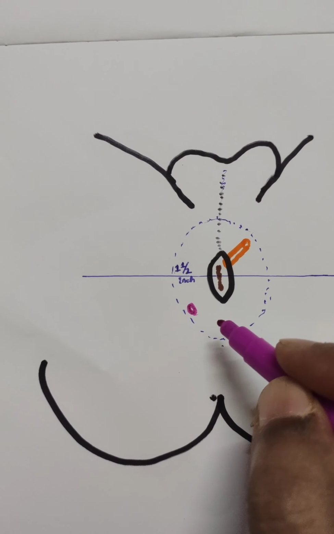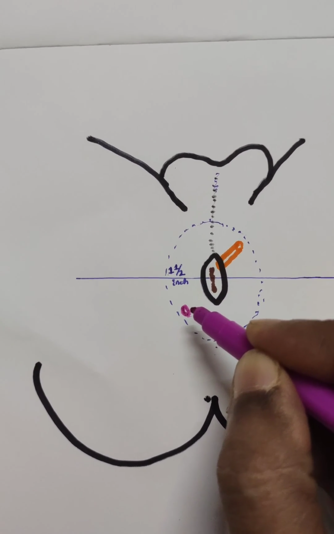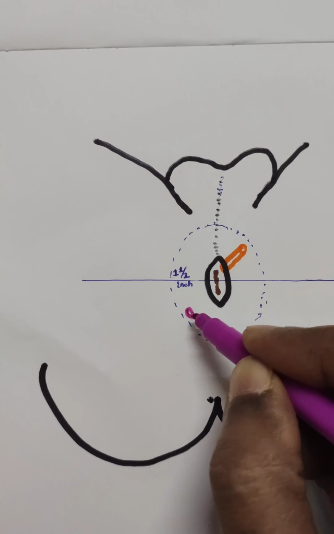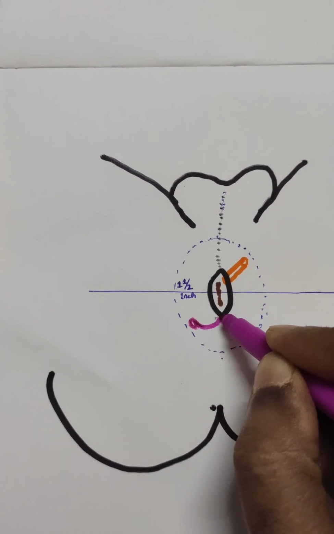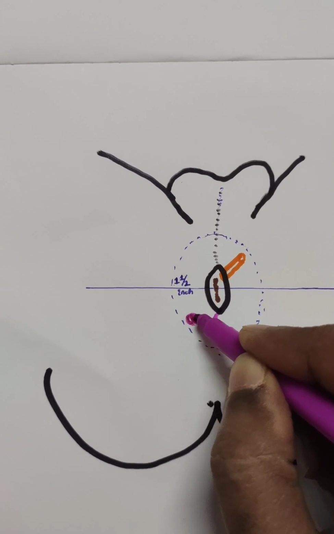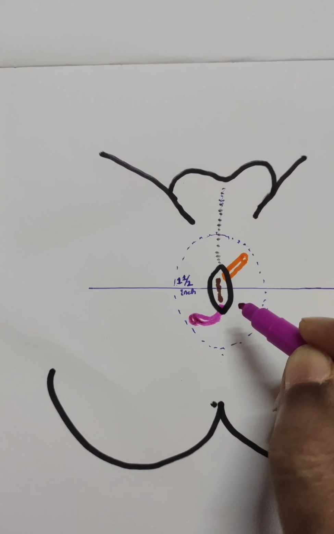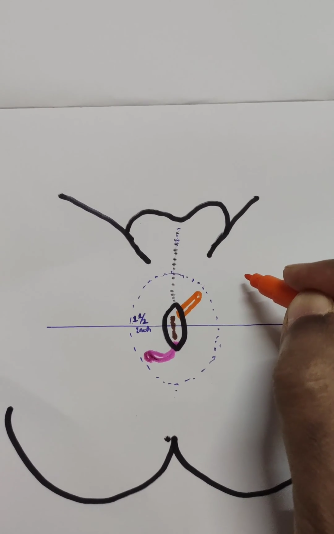So when the external opening is behind or posterior to the transverse line within the imaginary circle, the course of the tract is curved and the internal opening is in the midline. It is always midline. So there is an exception to this rule.